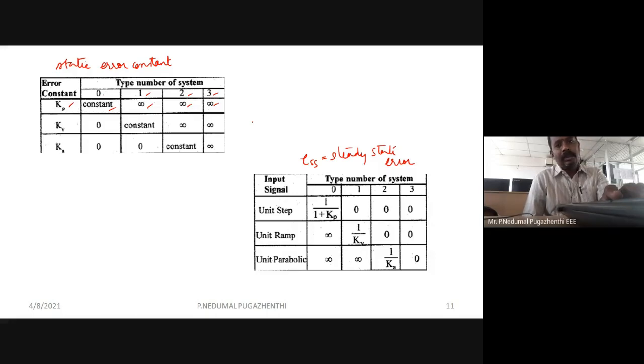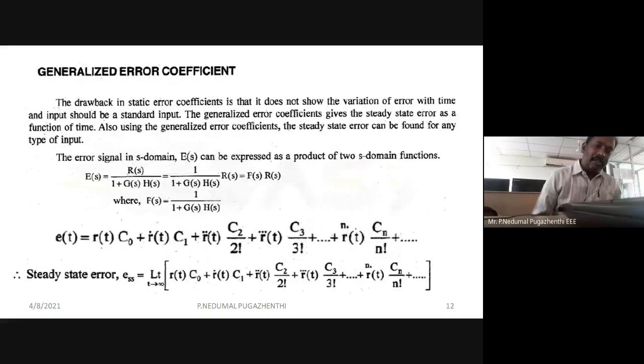These things we discussed yesterday, and the video is also available on the YouTube channel. You can go through that. And today we go for generalized error coefficients.